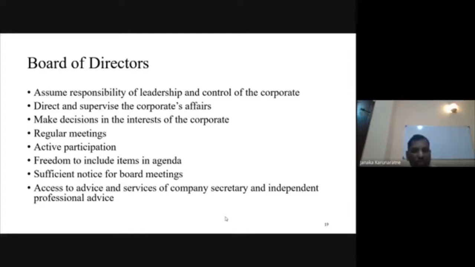They are the topmost people who are responsible for running the business, although they are not directly involved in day-to-day operations. They set the framework and ensure the institution follows a good governance structure. So they direct and supervise the corporate affairs. They make decisions in the interest of the corporate. So whatever decisions they make should be in the interest of the corporate.